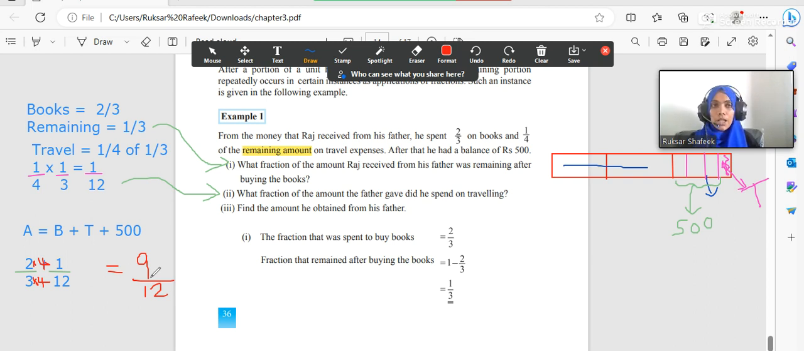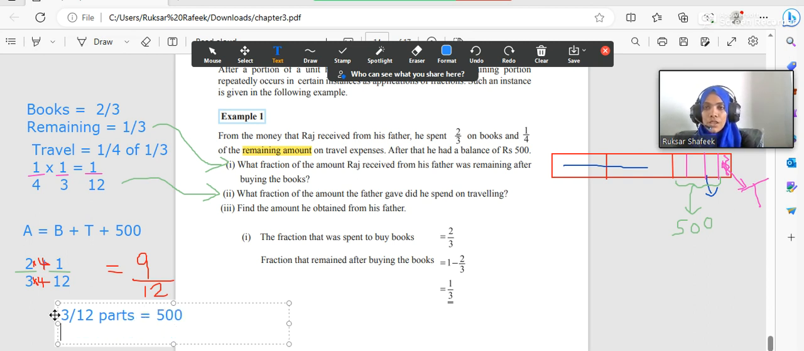So the remaining amount, if 9 parts out of 12 parts are gone, we have 3 parts remaining. Like I showed you initially, these 3 parts, but this time out of 12. So 3 out of 12 is what is remaining, which is equal to 500 rupees. So we can write it as 3/12 parts is equal to 500 rupees. To find one part, I need to divide 500 by 3. But since I might get an answer in decimals, I'm not going to divide it, I'm going to leave it as 500/3.